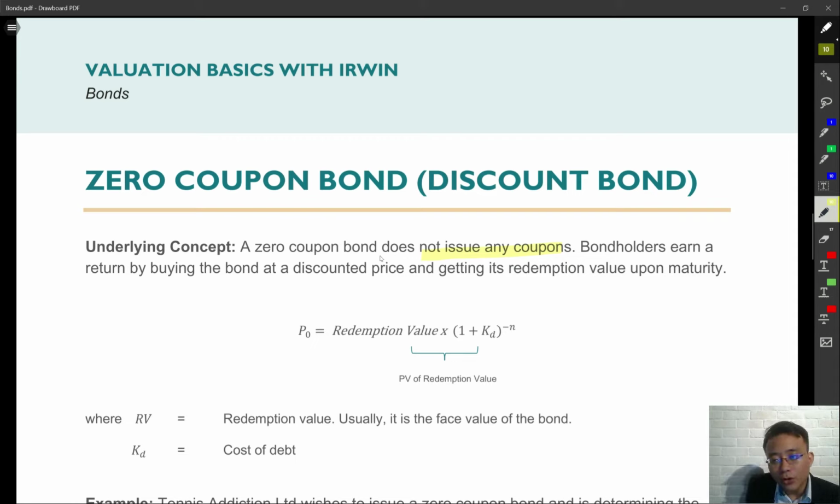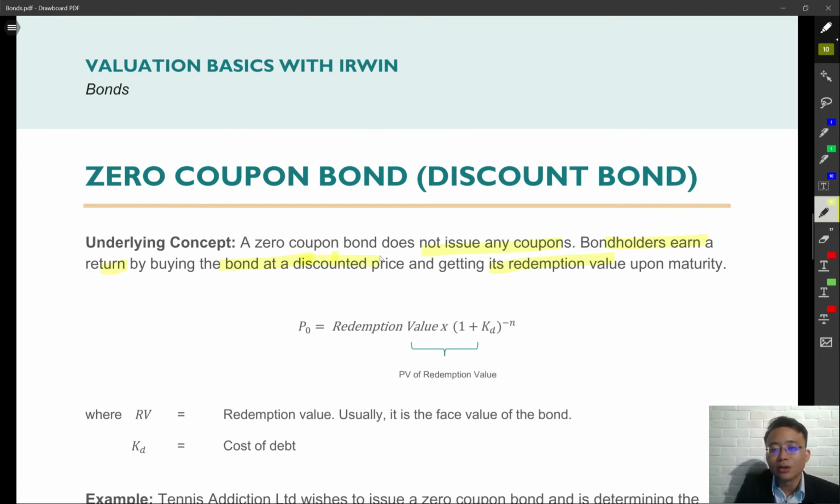So look, bondholders, how do they earn a return? They would buy the bond at a discounted price, and at the end, on maturity, they would claim the redemption value. No coupons in the interim. Just buy the bond at a discount, wait till maturity, get it back at redemption. How do you value this?